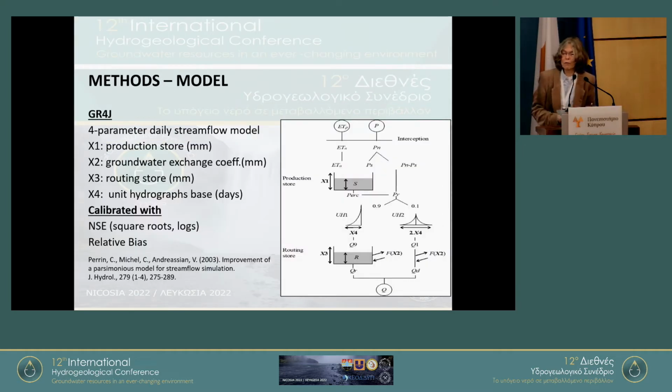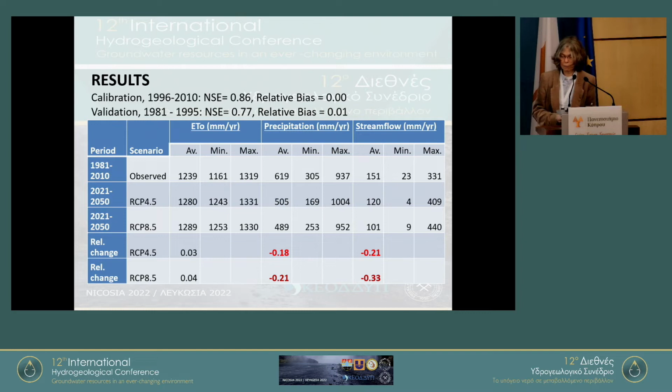And then the model: it's a conceptual 4-parameter model that uses a production store, a routing store, a groundwater exchange coefficient, giving either discharge or recharge losses from the stream, and a unit hydrograph base time in days. We calibrate the model using Nash-Sutcliffe efficiency, both on the square roots and the logs, and the relative bias. So we see it's a fairly simple model, and we use the daily stream flow data separated in 2 periods for calibration and validation.